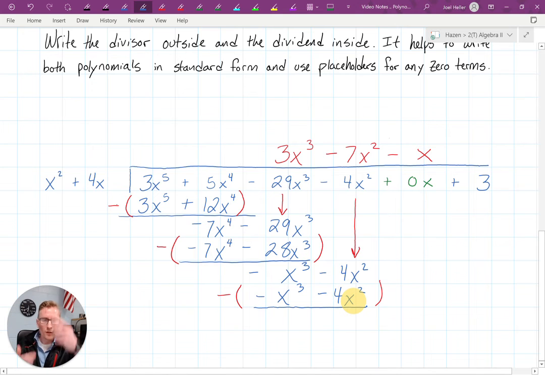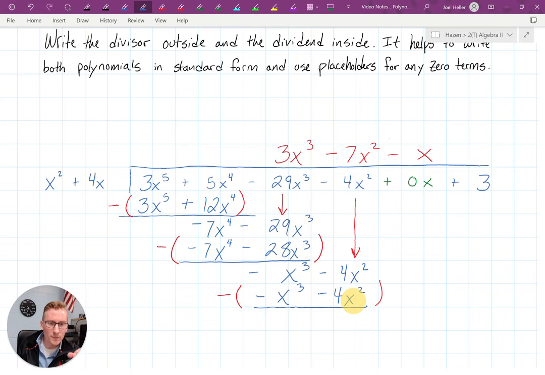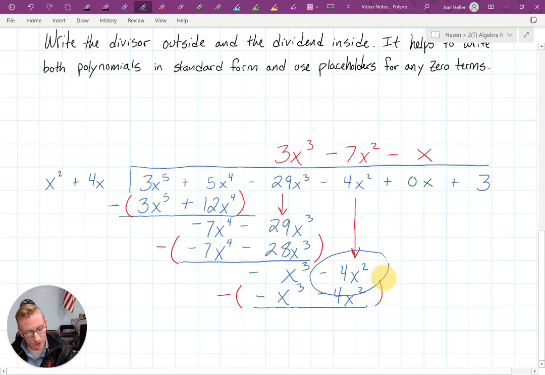Subtracting those terms, the first two terms cancel, just like we want. In this case, the second terms also cancel. That happens sometimes. That is a coincidence with the way that this is structured. It doesn't happen every time. But I've got negative 4x squared minus negative 4x squared. That's going to be 0.